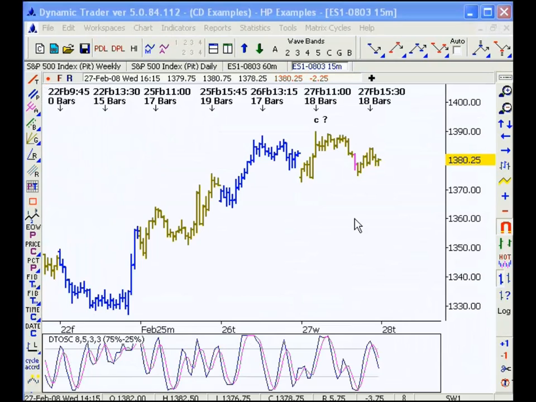Now we're showing the 15-minute data. Again, the last bar in the 15-minute chart is the end of the day on February 27th. In other words, we're showing the same data up through the same time period as both the 60-minute and the daily data that we've already looked at. Well, let's take a look at the position of the last bar.